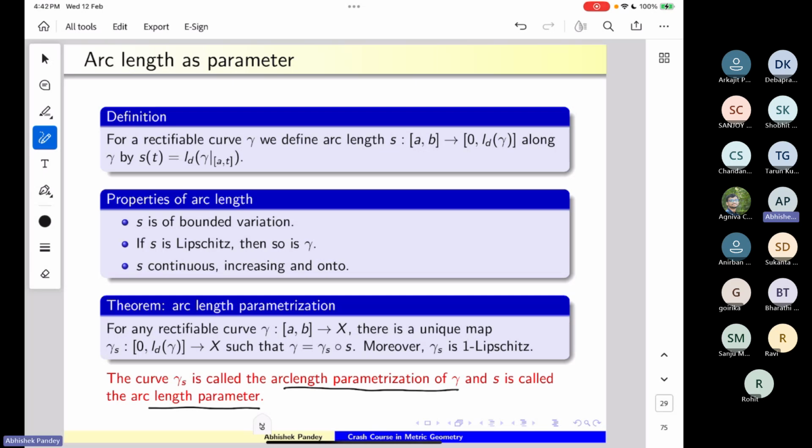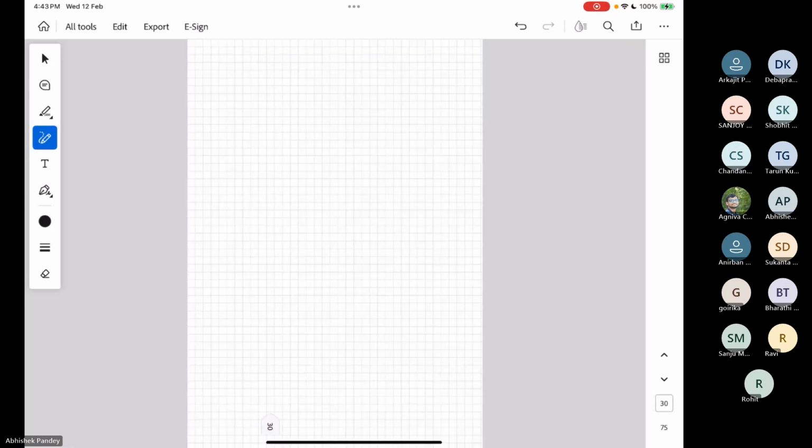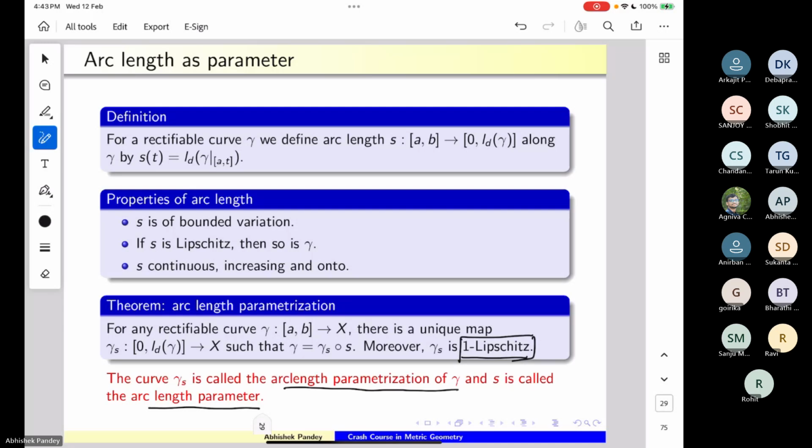The important property of this arc length parametrized curve gamma s is that it is 1-Lipschitz. Okay, we will see the proof of this one later. Before that, any questions up to here? Okay, so I hope it is clear now.